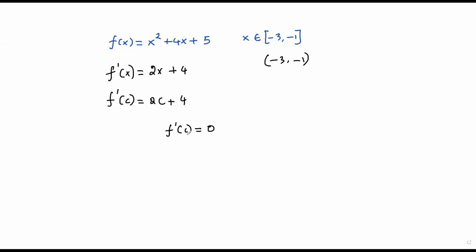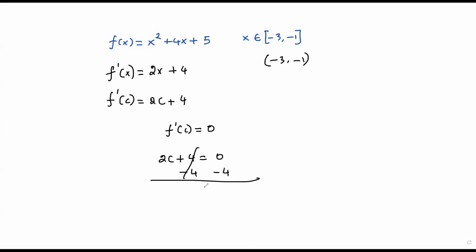Now we are going to get a value for c between negative 3 and negative 1 at which the tangent line will be horizontal, because the slope at the value c equals 0. The slope of the tangent line at c is equal to 0. What do we know for f prime of c? We know that f prime of c is equal to 2c plus 4. So we can plug in this 2c plus 4 for f prime of c. So I get 2c plus 4 equals 0. Now I have to solve for c.